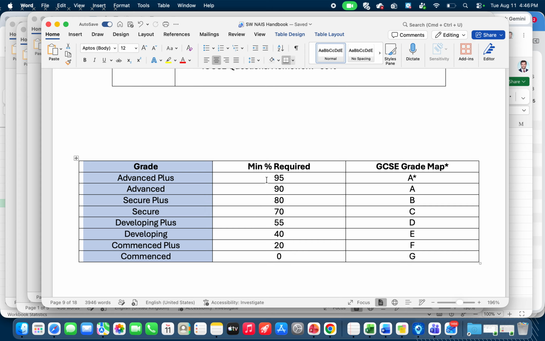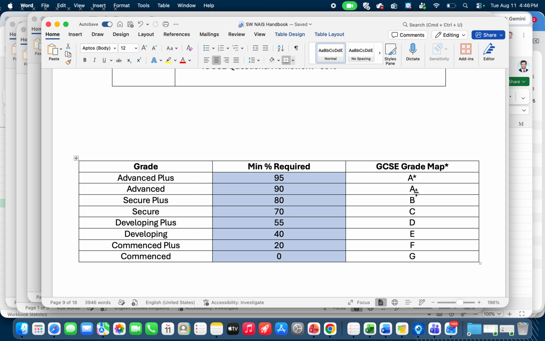You'll notice I've done a very simple breakdown here, and again, this is malleable. However, it is something that we'll have to do together if we want to change. But the general message here is that if a student wants to be getting an advanced plus, they need to be at 95 and up. Advanced is 90, and then we go down in 10s for secure and secure plus, 15s for developing and developing plus, and then commenced and commenced plus are really those lower percentages there.